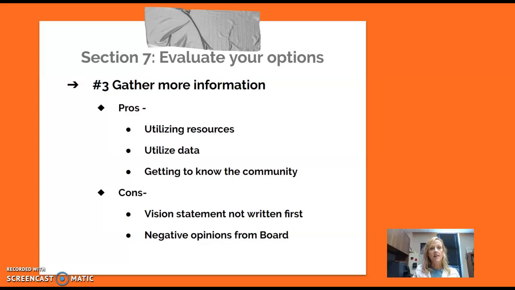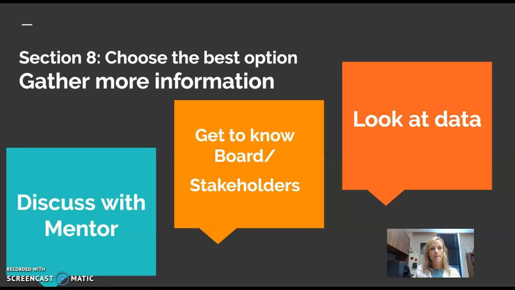The next is gathering more information. The pros would be utilizing your resources, utilizing data, getting to know the community. The cons would be the vision statement not written first. So you'd be gathering more information, and you may have some negative opinions from the board and the advisory committee because you are not creating the vision statement as they had wished.